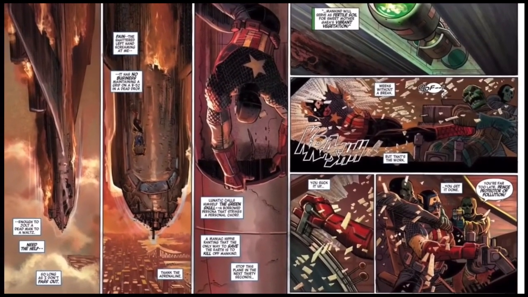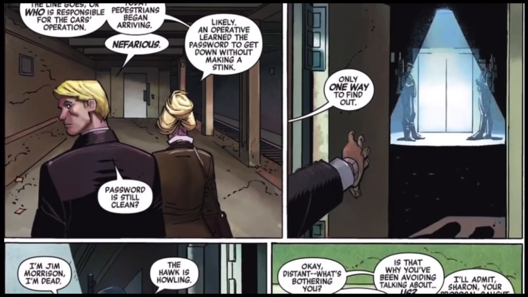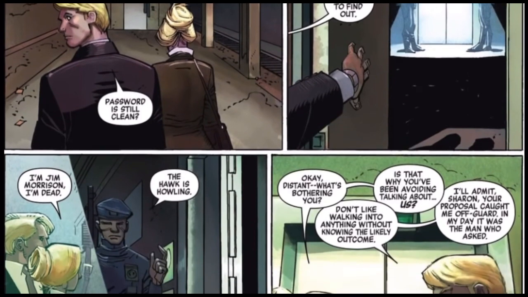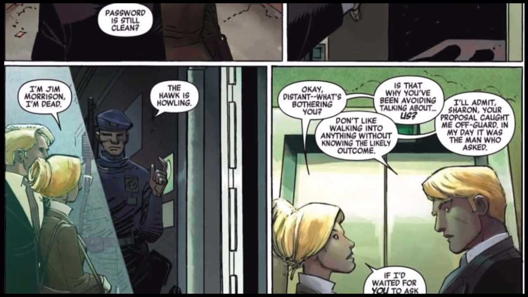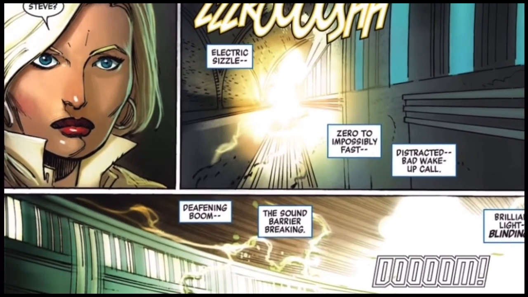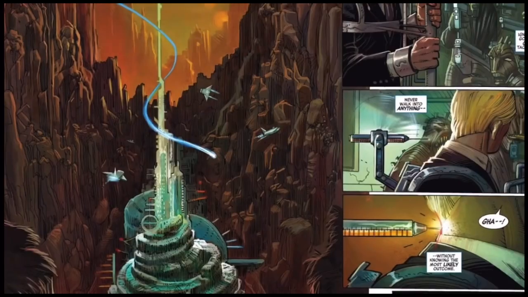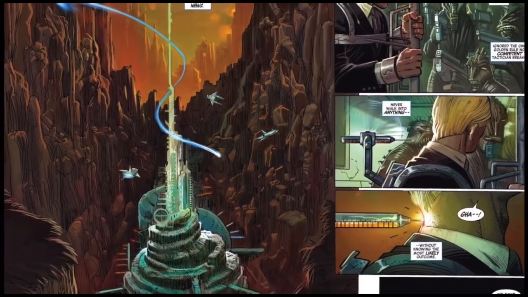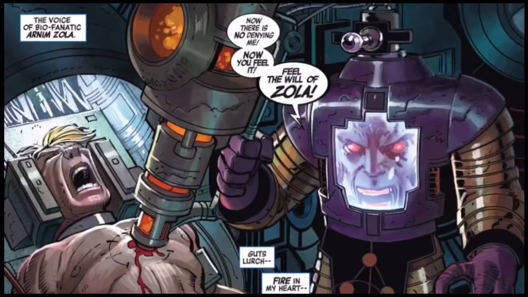However, toward the end of the issue, we see Steve and Sharon Carter enter a secret S.H.I.E.L.D. elevator in a subway station, presumably leading them to a S.H.I.E.L.D. base. However, when Steve enters the subway train, he's transported to Dimension Z. We learn that Steve was brought to Dimension Z by his longtime foe Arnim Zola.